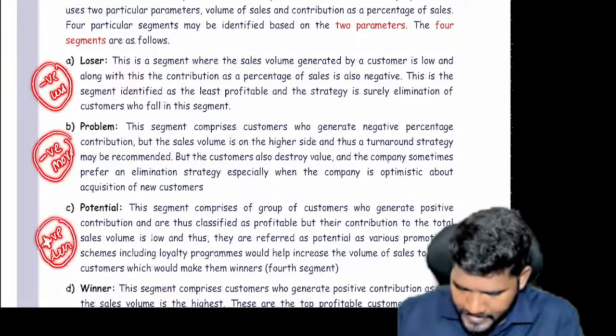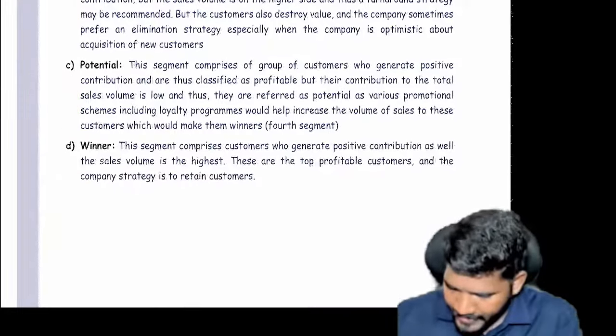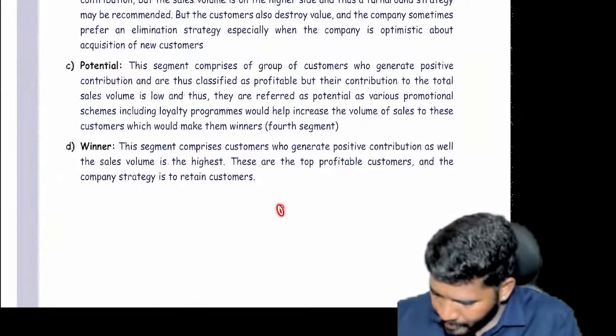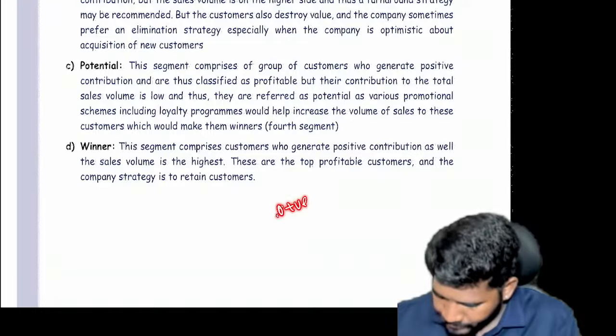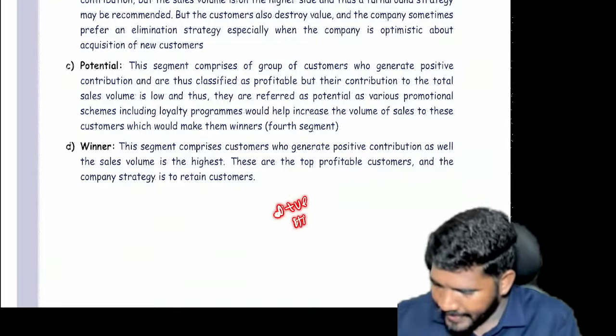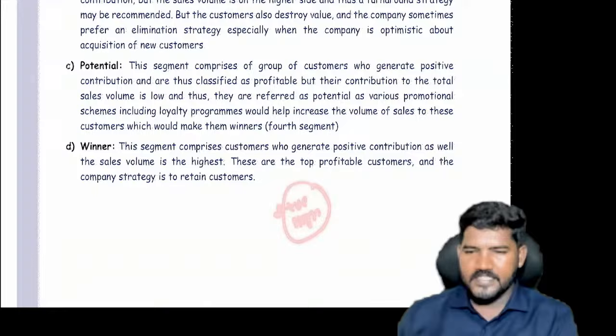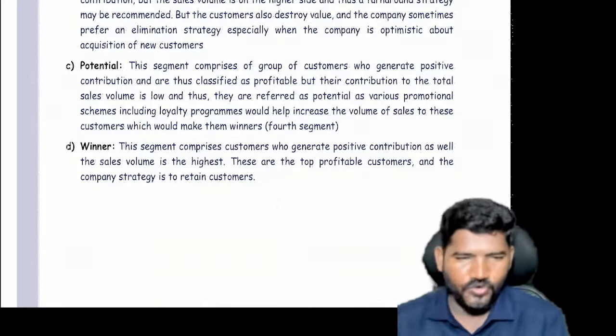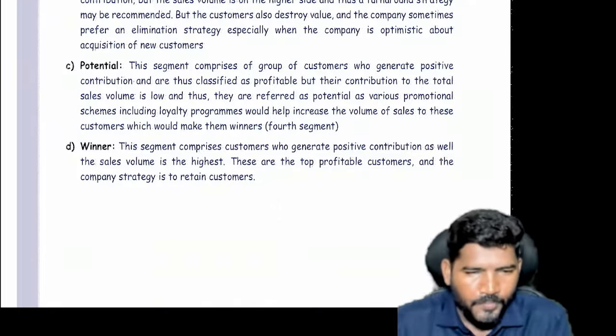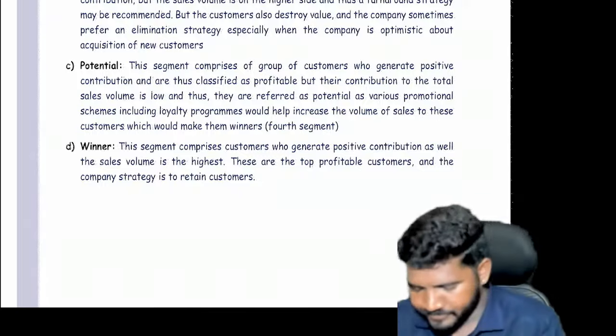This kind of customer is known as potential. When it comes to winner, profit is positive and sales are also high. That kind of customer is known as winner. Based on this logic only, they classify loser, problem, potential, winner.